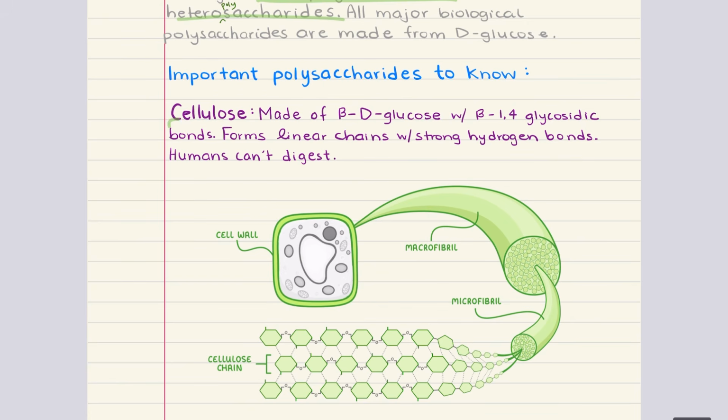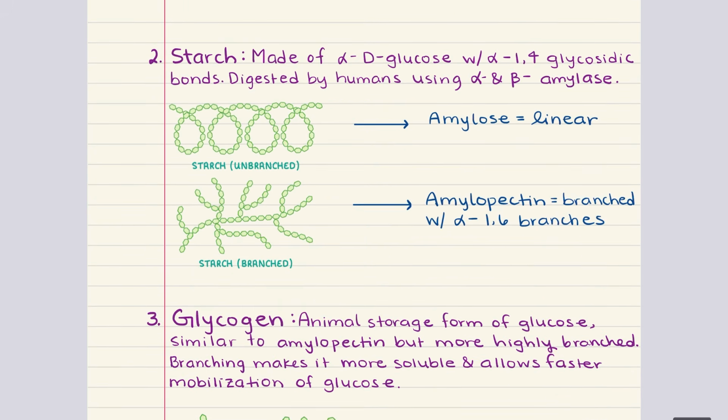First, we have cellulose. This is made of beta-D-glucose units, and they're connected by beta-1,4 glycosidic bonds. These linkages allow cellulose to form long linear chains that pack tightly together with strong hydrogen bonds. Because of the beta linkages, humans actually can't digest cellulose. We don't have the enzyme that's needed to break those bonds. Next is starch. This is the main storage form of glucose in plants. It's made up of alpha-D-glucose, and starch comes in two forms.